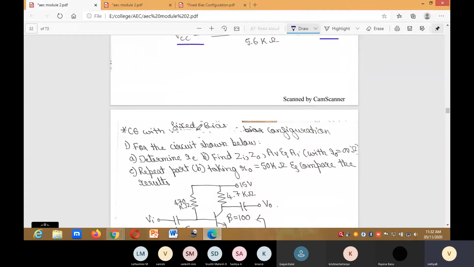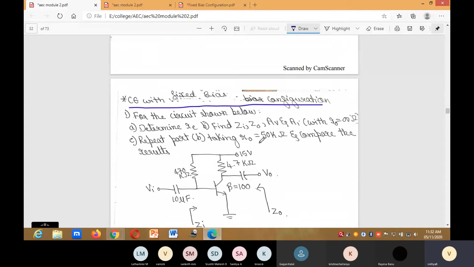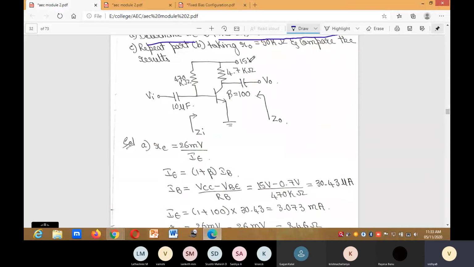Next topic, CE fixed bias configuration problems. This is the first problem. For the circuit shown below, determine RE, and find Zi, Z0, AV, AI with R0 equal to infinity. In the first case we consider R0 as infinity, and in the next case we repeat the same steps with R0 as 50 kilo ohm and compare the results. They have given the VCC value, RC value, beta value and the RB value.